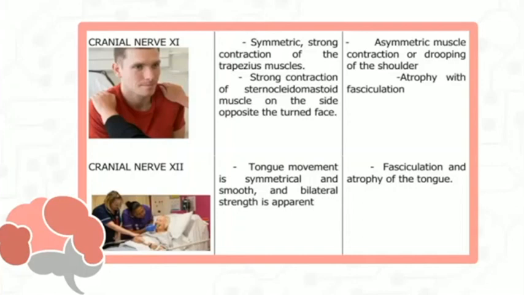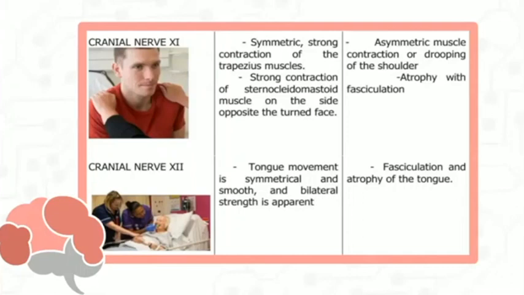If the upper part of the trapezius is paralyzed, the upper border of the scapula is rotated laterally and inferiorly with its inferior angle oriented towards the spine. This results in slight drooping of the ipsilateral shoulder, accompanied by weakening of the shoulder. Cranial nerve 12, the hypoglossal nerve. For the normal findings, tongue movement is symmetrical and smooth, and bilateral strength is apparent.